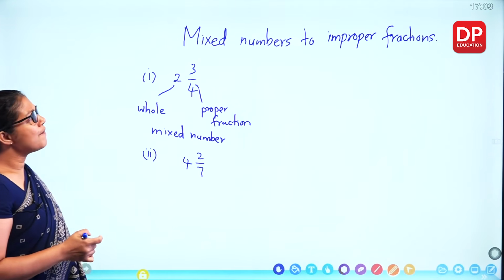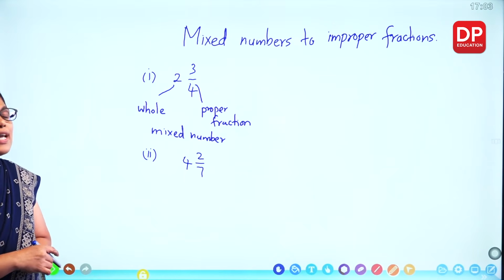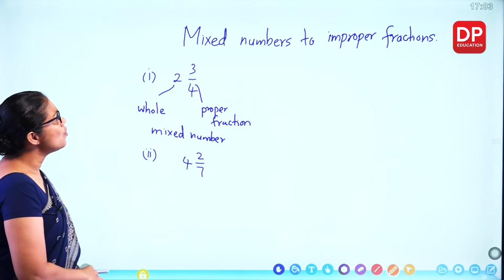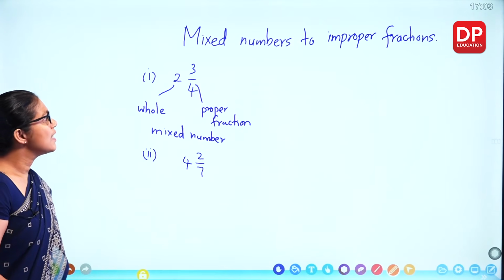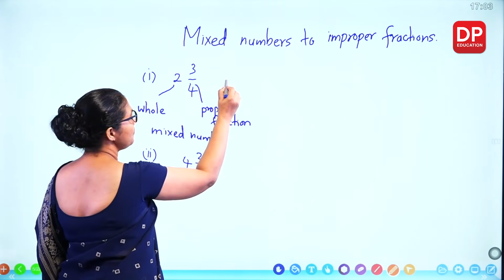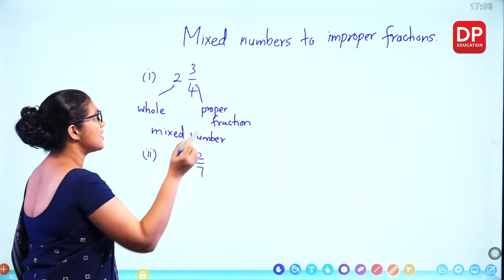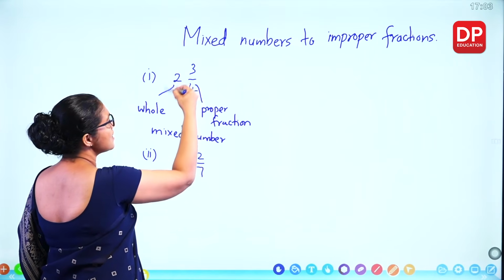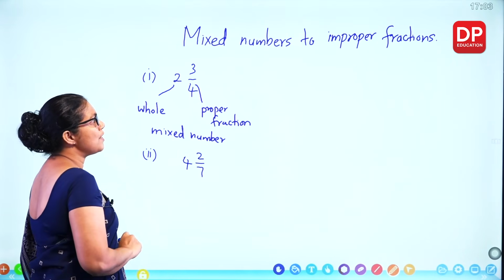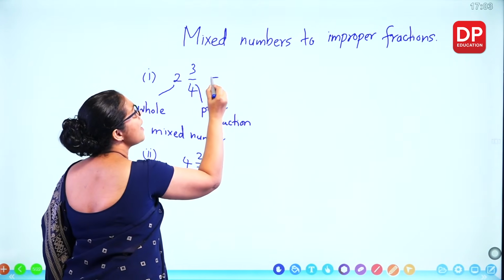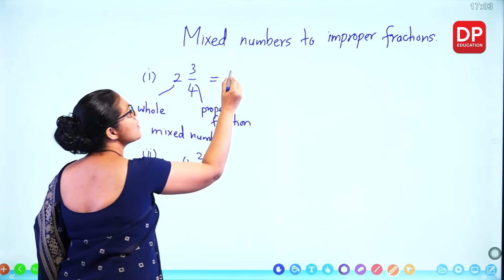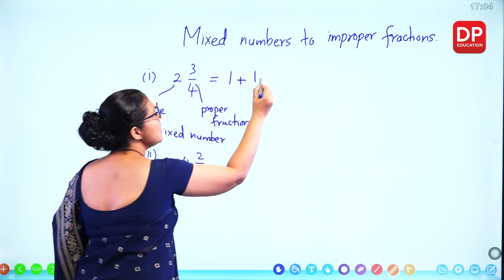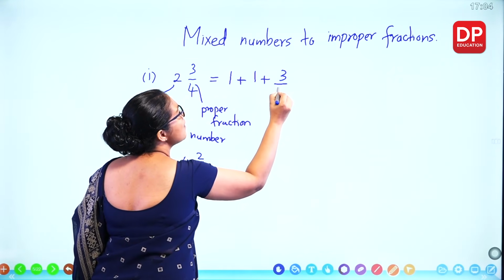Now how can we convert to improper fractions? So we'll see 2 and 3/4. Here I'll teach you 2 methods to convert to improper fractions. So we'll see 2 and 3/4. Here I can write 2 as 1 plus 1, and then 3/4.